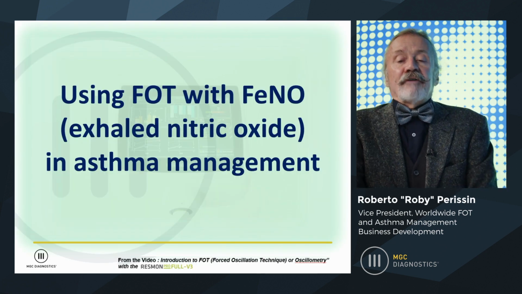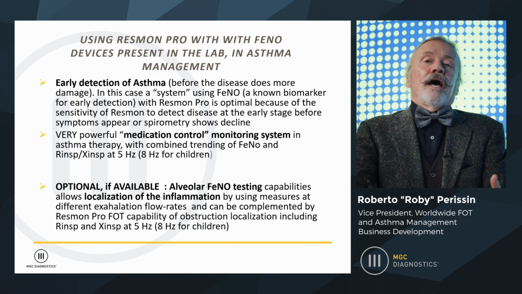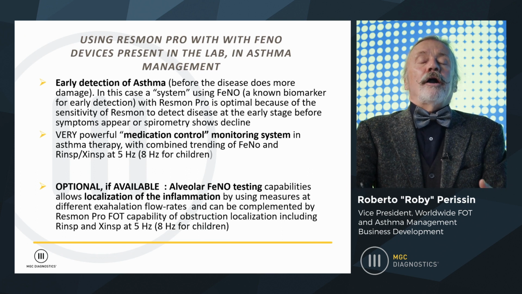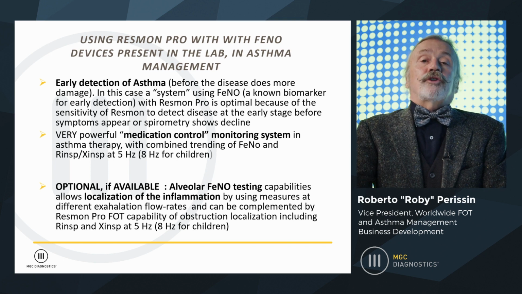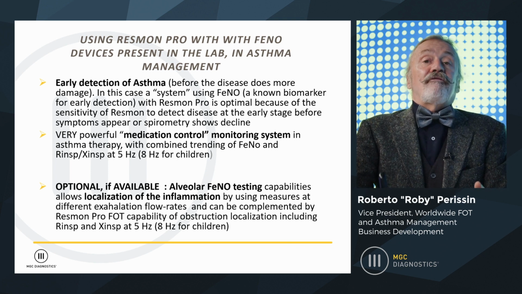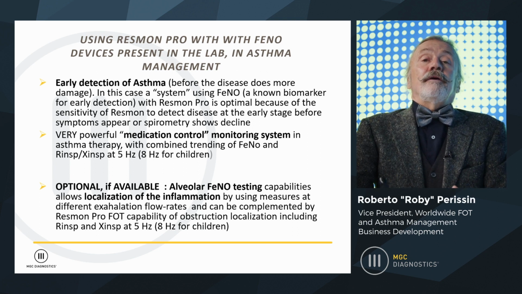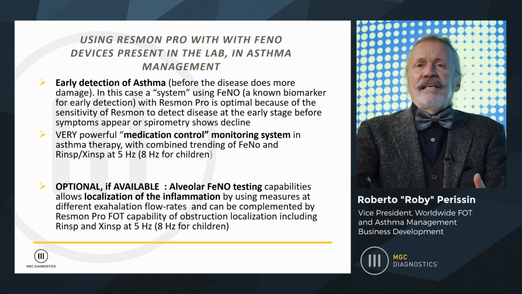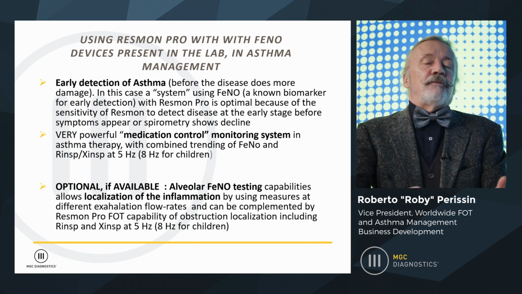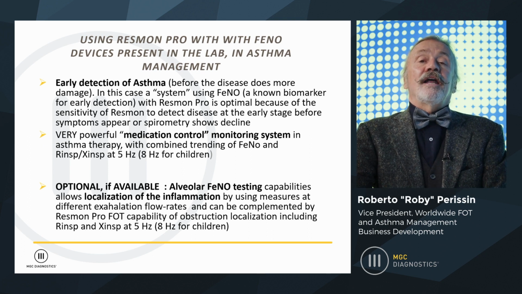Let's now talk about using FOT with FeNO, exhaled nitric oxide, in asthma management. Well, two main uses. Both FOT and FeNO are very strong biomarkers: FeNO for eosinophilic inflammation, and FOT for obstruction. What's important is they are both very effective even when the patient has no symptoms, or when a spirometry, if performed, is normal. And asthma, as we know, is a nasty disease, especially mild asthma, because some days the patient feels good, some days the patient doesn't feel good. So that is something that you can do together, FeNO and FOT.